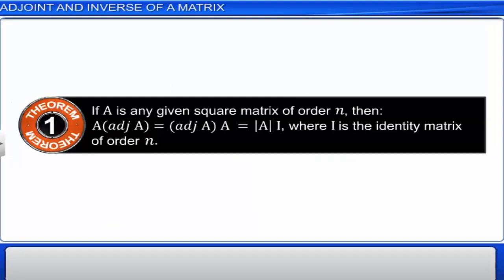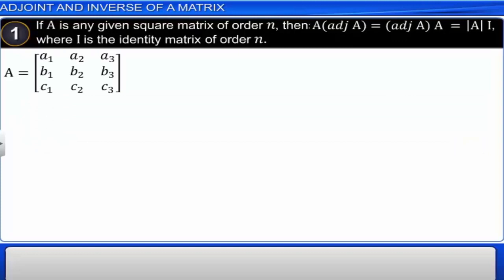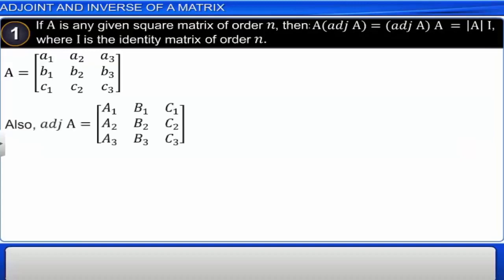Let us now prove an important theorem on the adjoint of a matrix. The theorem states that if A is any given square matrix of order n, then A times adjoint of A is equal to adjoint of A times A, which is equal to determinant of A times I, where I is the identity matrix of order n. Let A be a 3x3 square matrix, as shown here. By definition, adjoint of A is the transpose of the matrix obtained by replacing the elements of the square matrix A by the corresponding cofactors.